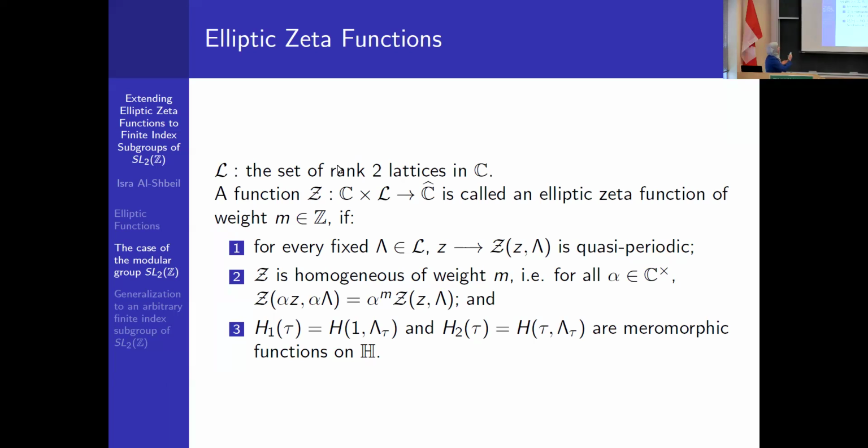So the elliptic zeta function is defined from its domain C cross L, where L is the set of all lattices in C, and its codomain is C hat. It is a meromorphic function. It is a quasi-periodic function as I defined before, and it is homogeneous of weight M, and its quasi-periods are meromorphic functions on the upper half plane H.